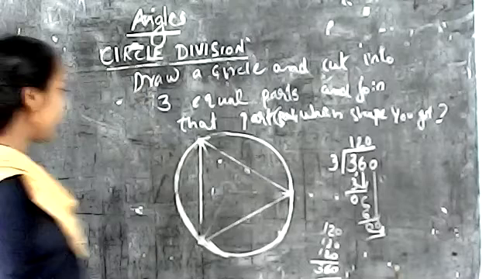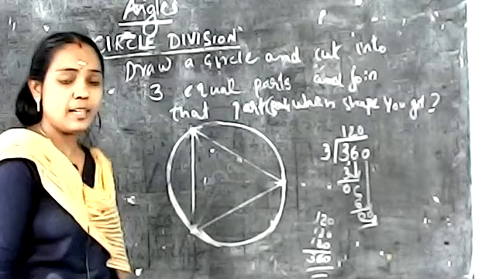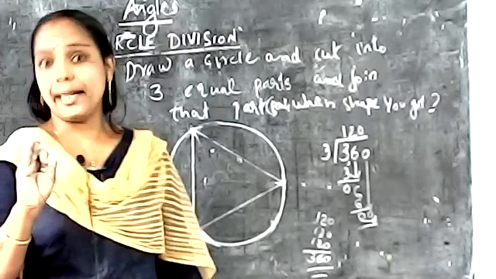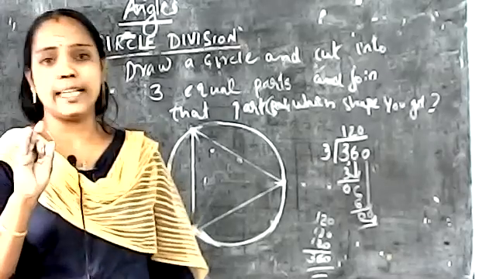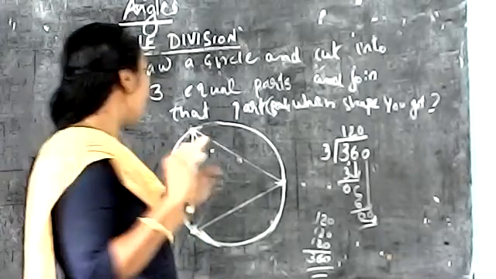Now you understand? Okay, what is our first step? Firstly draw a circle, and second draw a radius. Third, draw angles. Which measure of angle? 120 degrees. Draw 120 degree angles. How many angles do you get? 3 angles. After that, join those points.